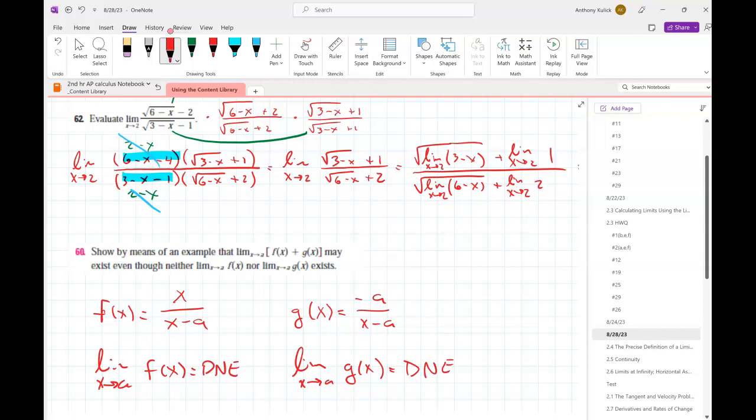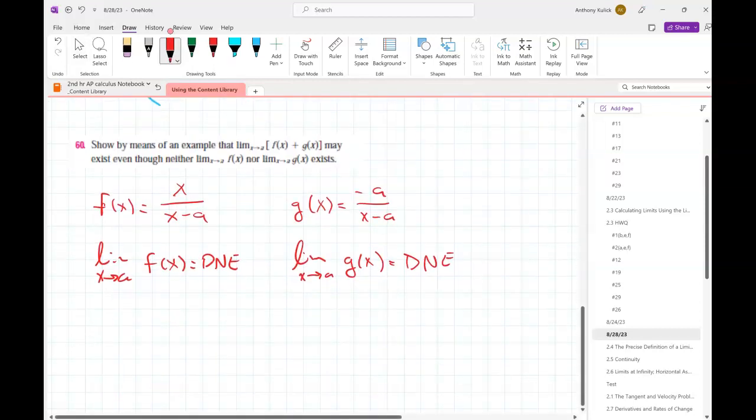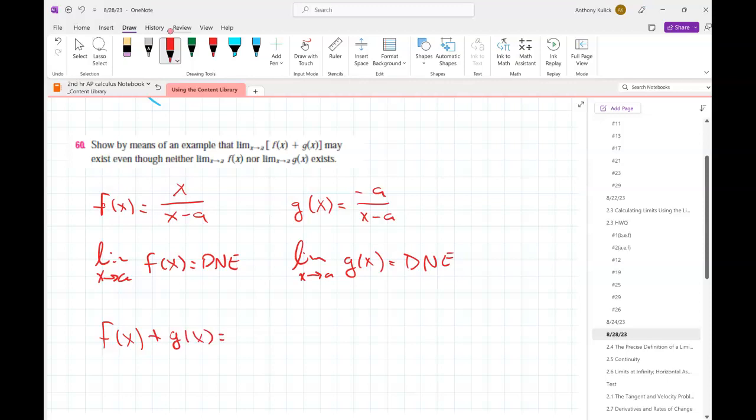Right? If you graph this, you're going to have an asymptote at x equals a, with one end pointing up and the other pointing down. Like the very first day, the very first homework quiz thing we did, right? So neither of these two limits exist, right? Everybody agree? But if I look at f of x plus g of x, what is that going to give me? They have a common denominator, right? And certainly that limit does exist.